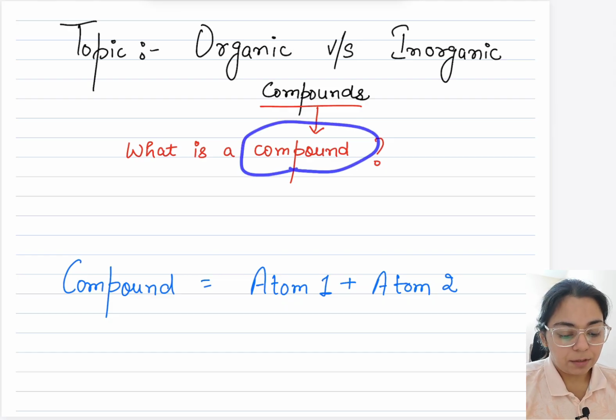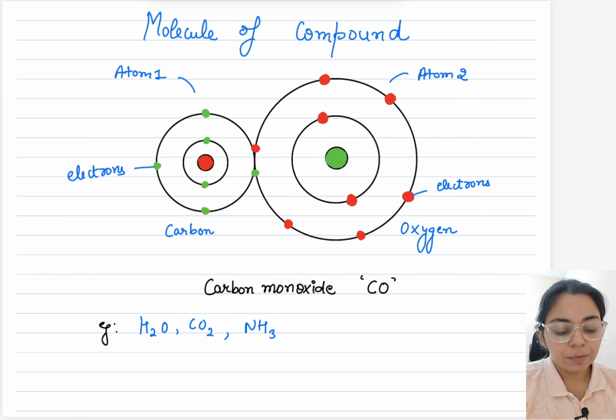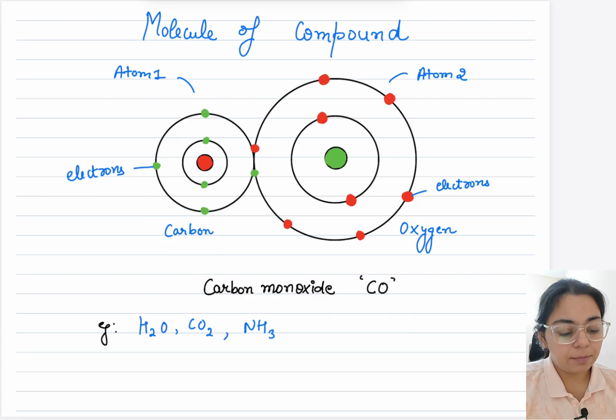Basically, we need to know, a compound is made up of atom 1 and atom 2. That is, maybe this is a carbon atom and this is an atom of oxygen. So these are both different elements. When they form a bond together, it is a compound. It forms a molecule of a compound. Okay, and these are the examples.